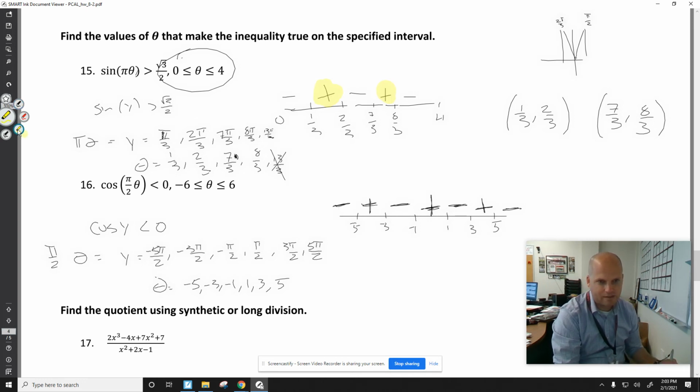When are we less than 0? When we are negative. -6 to -5. -3 to -1. 1 to 3. 5 to 6.